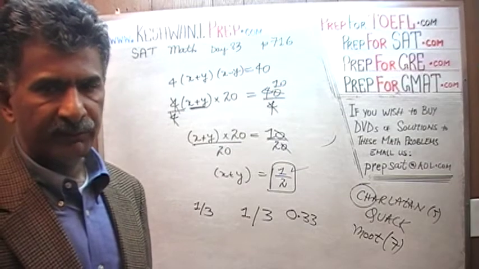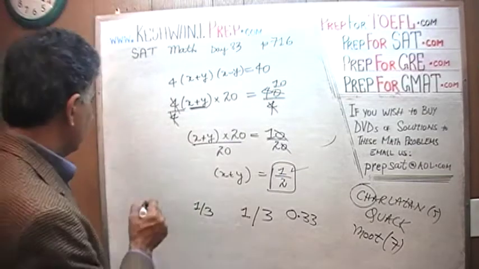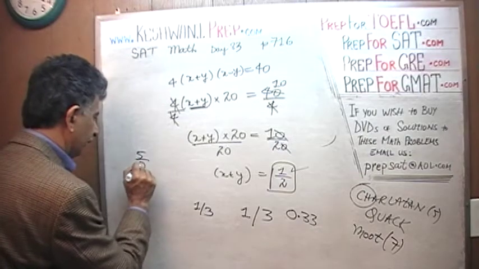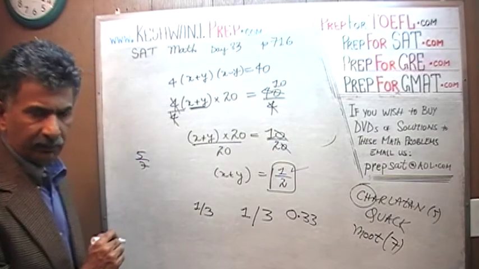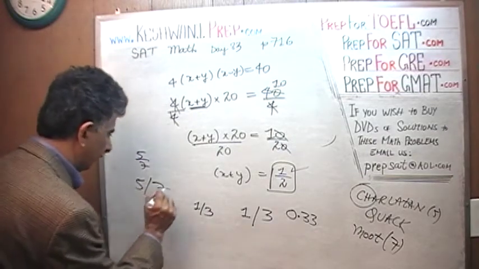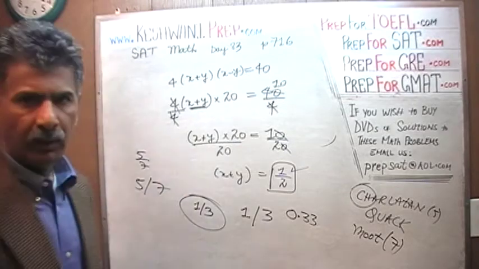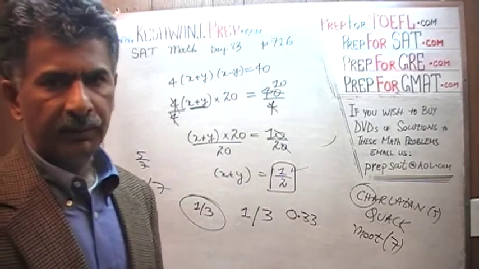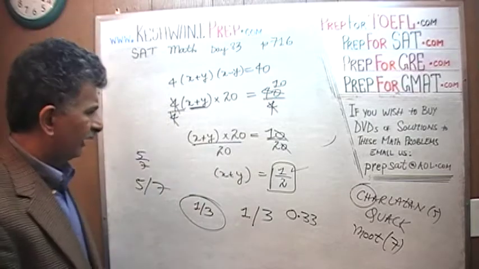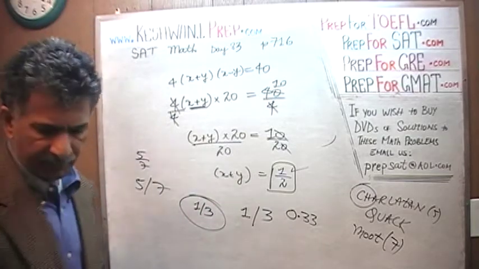I try to avoid them as much as I can. If the answer turns out to be 5/7, leave it the way it is. Don't mess with it. Just grid in 5/7. So that's what I'm going to grid in. 1/3. That's all. Or rather, 1/2. That's it. The answer is 1/2.